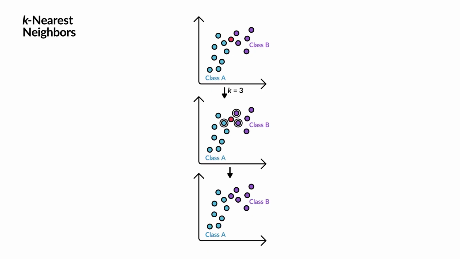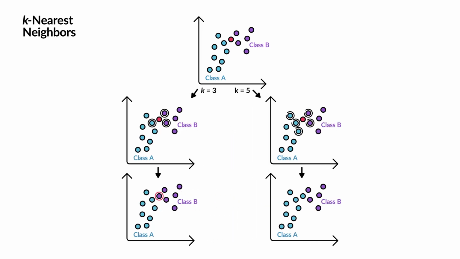These models are tuned for accuracy by altering the value of k. In this instance, increasing the value of k to 5 produces a different outcome.